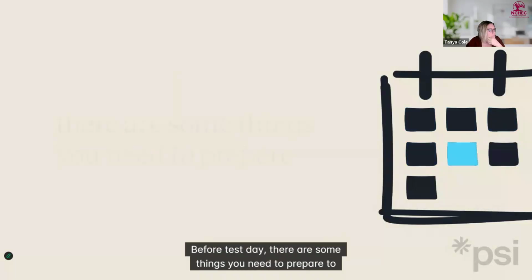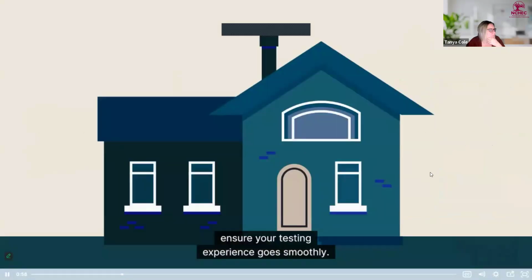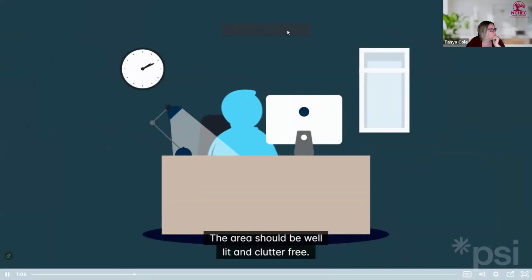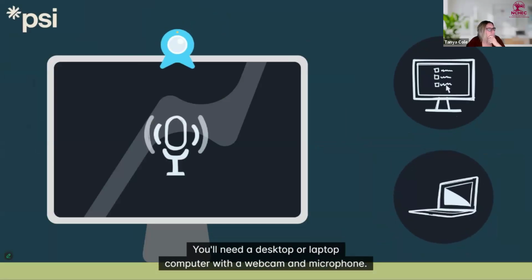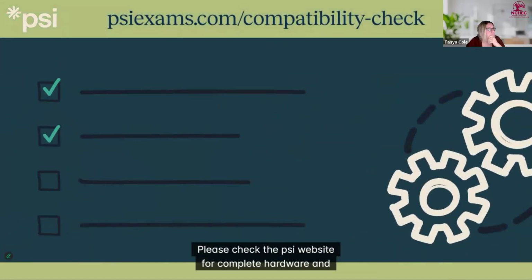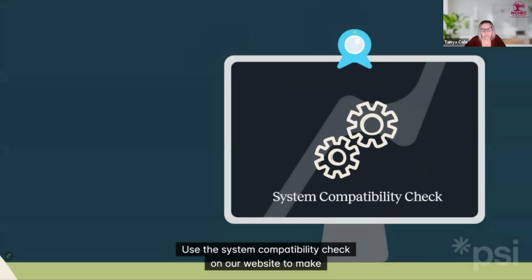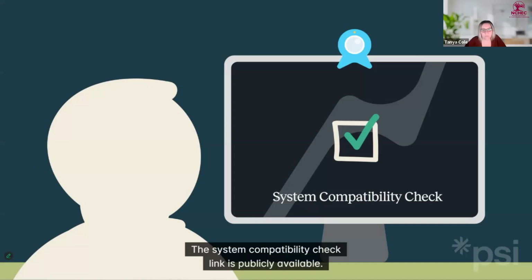Before test day, there are some things you need to prepare to ensure your testing experience goes smoothly. Choose somewhere quiet and private where you won't be disturbed. The area should be well lit and clutter-free. You'll need a desktop or laptop computer with a webcam and microphone. Please check the PSI website for complete hardware and software requirements. Use the system compatibility check on our website to make sure your computer is suitable. The system compatibility check link is publicly available.